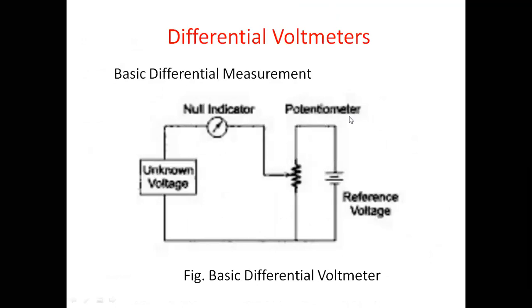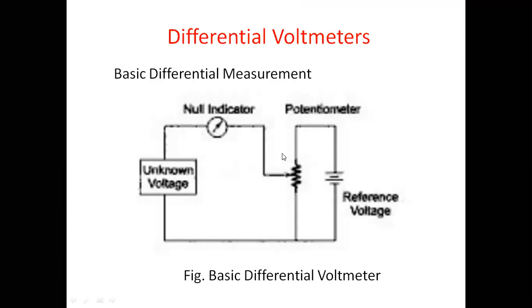And coming to the next one, it is a differential voltmeter. So the differential voltmeter mainly consists of this. This is the basic structure, the basic arrangement for the differential measurement of the voltage.